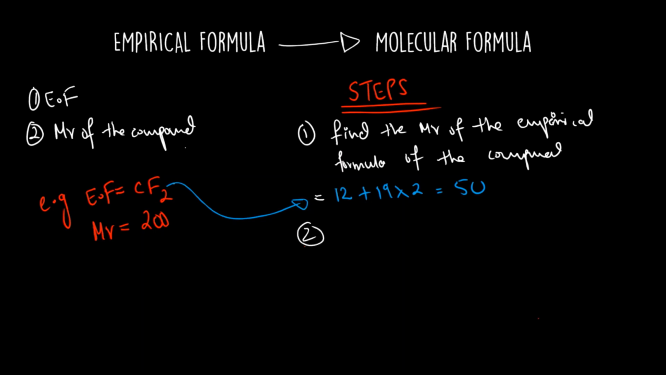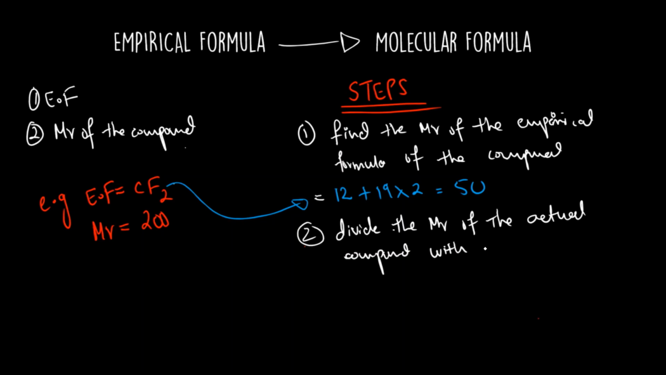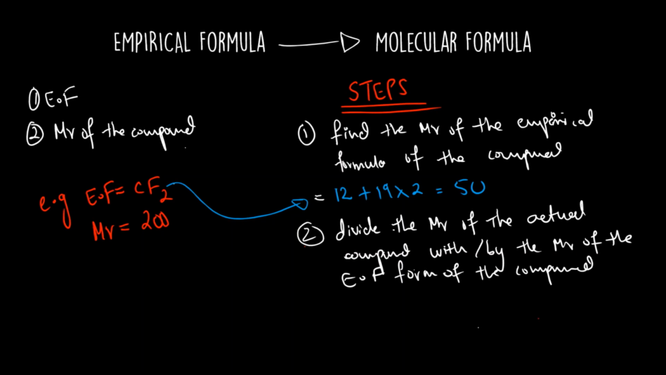The second step is that you need to divide the MR of the actual compound by the MR of the empirical formula form of the compound. Now what do I mean by that? What I mean to say is, we will divide the molecular mass of the actual compound by the molecular mass of the empirical form of the compound.